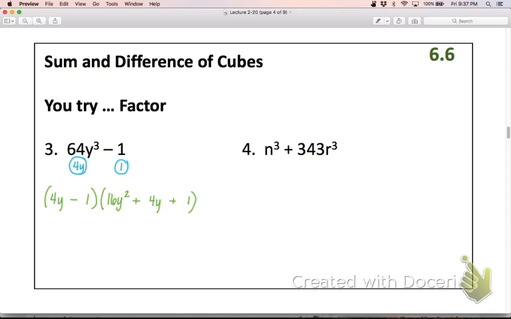Looking at number 4, this is n that's being cubed, and this is 7r that's being cubed. So we can set it up A, B, A squared, AB, 7nr, and then B squared will be 49r squared. Same sign, opposite sign, always positive. So there are the factors. That is how you factor the sum and the difference of cubes.